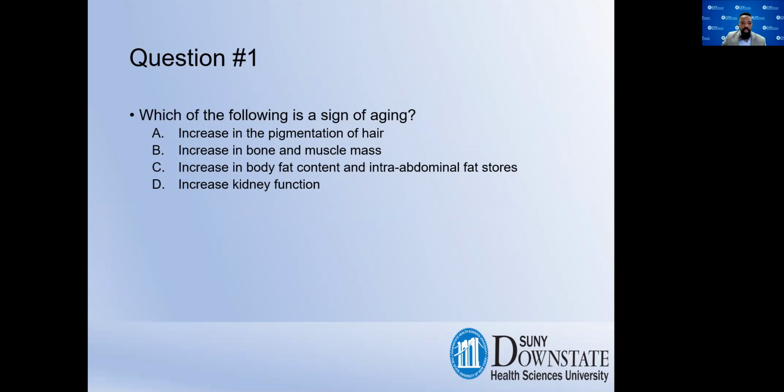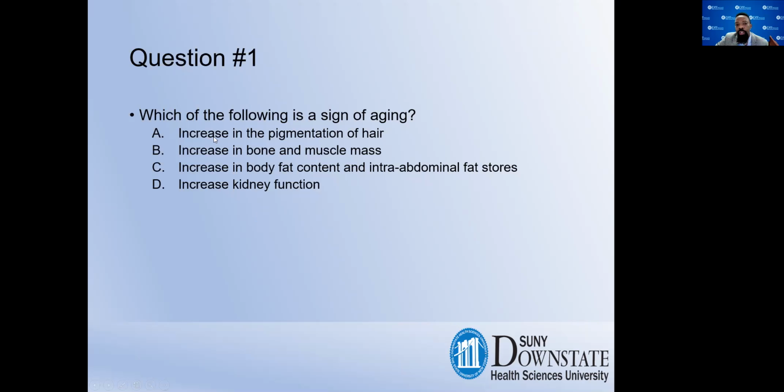So here's a question. This is a very relevant question. Which of the following is a sign of aging? A, increase in the pigmentation of hair. B, increase in bone and muscle mass. C, increase in body fat content and intra-abdominal fat stores. And D, increased kidney function.